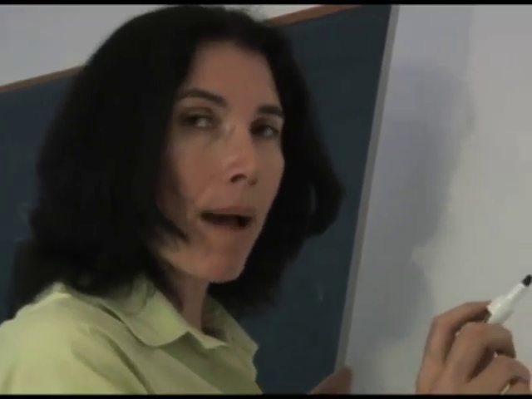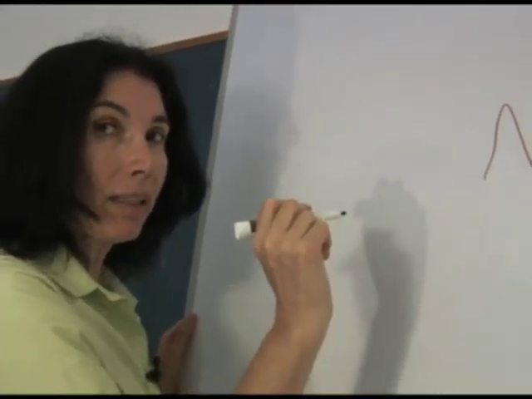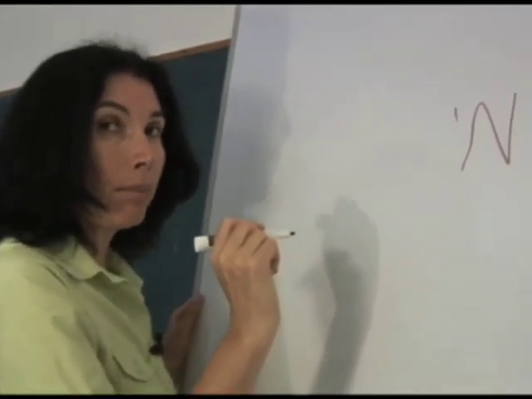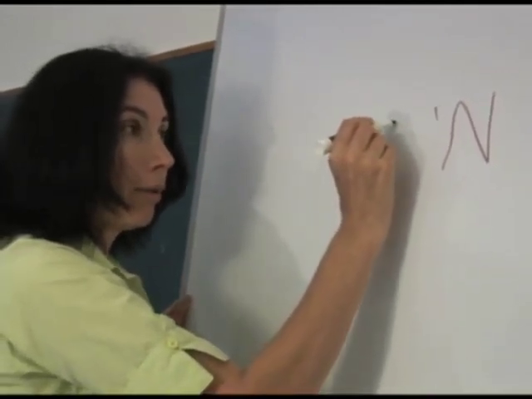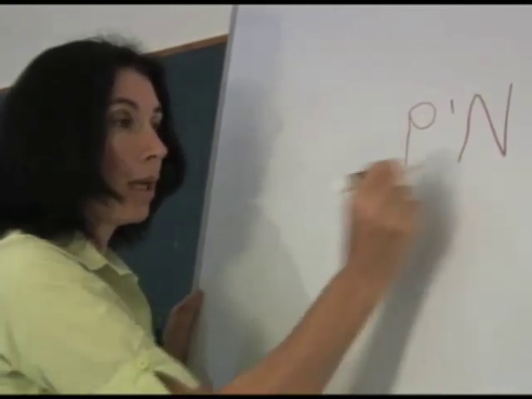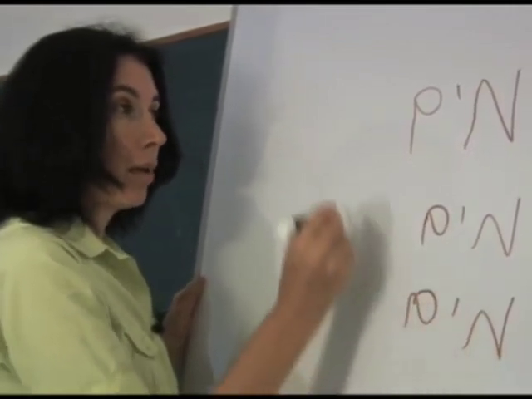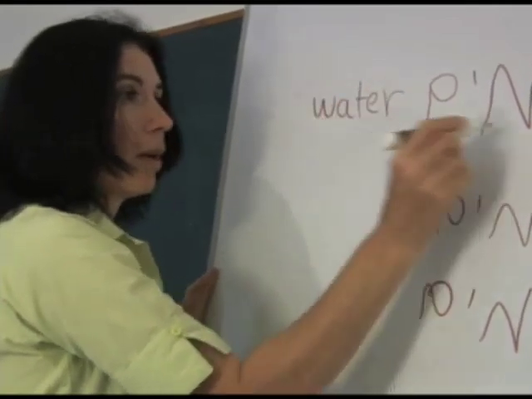Now you know how to write a very important word. Maim. Water. I say ma, ma. We write the mem. Maim, ma, yi. You write the yod. Very good. The last letter of the word is mem. Remember, be careful, final mem, the last letter of the word. Maim. Water.